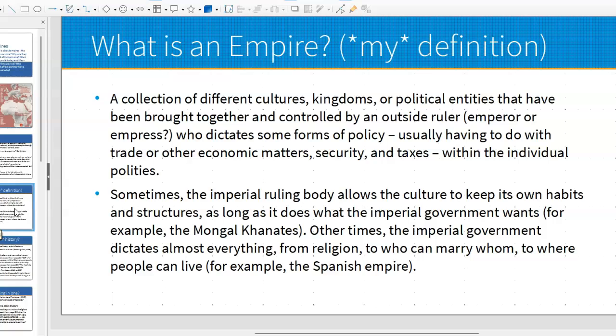To continue my personal definition, sometimes the imperial ruling body allows the culture to keep its own habits and structures as long as it does what the imperial government wants. For example, the Mongol Khanates, which, if you were paying attention in week one, was the focus of the very first Frankopan that you read, which was all about the Mongols. And the fact that while they dictated some things, they basically left other things completely alone for the various groups of peoples that they conquered to do.